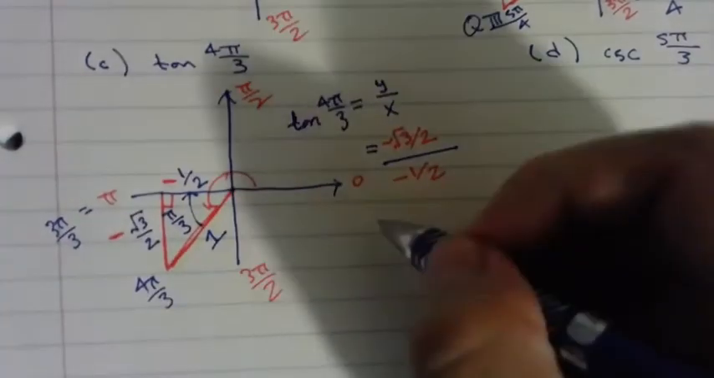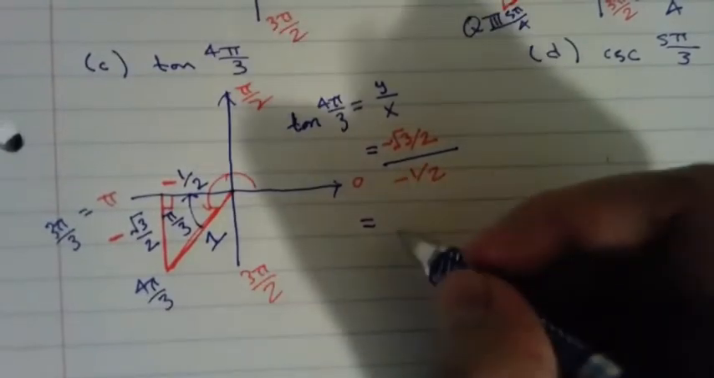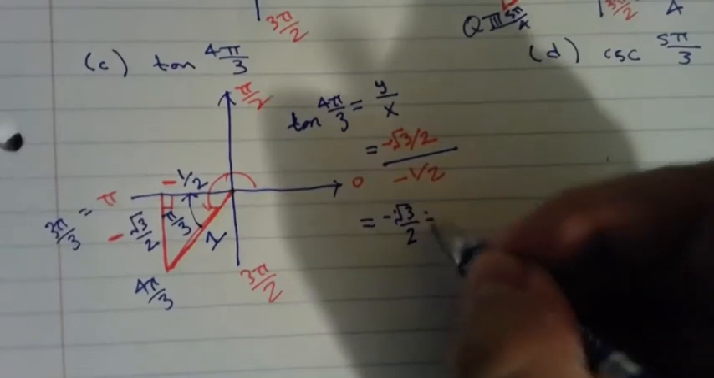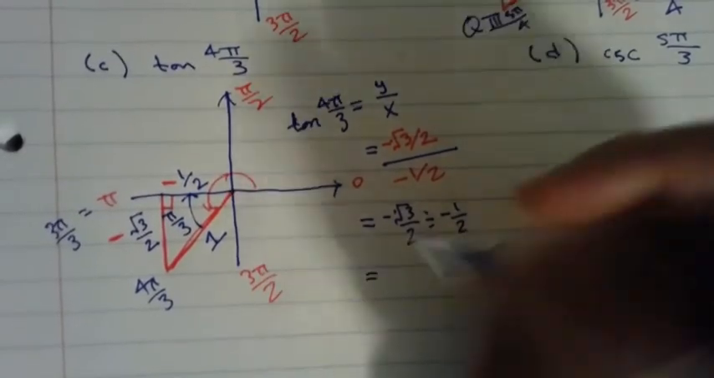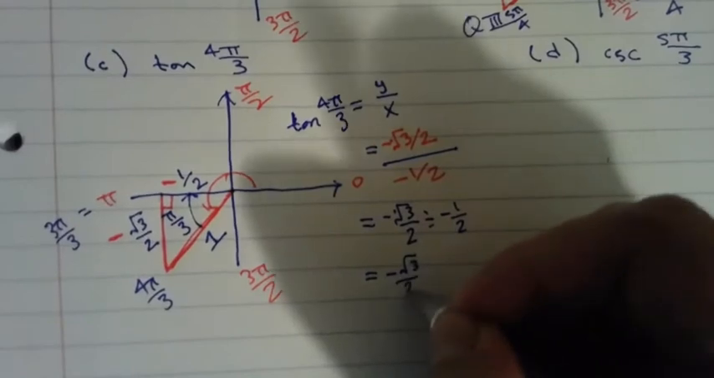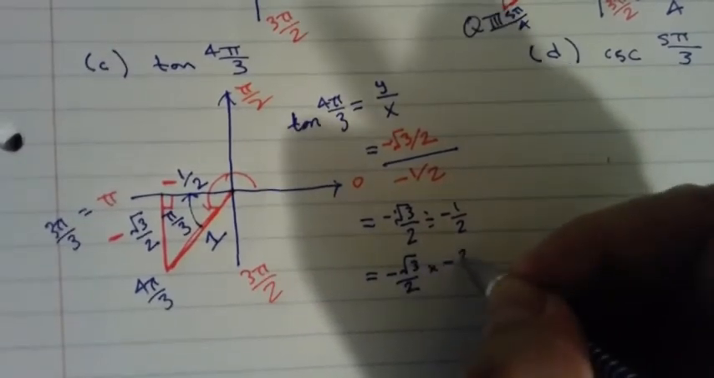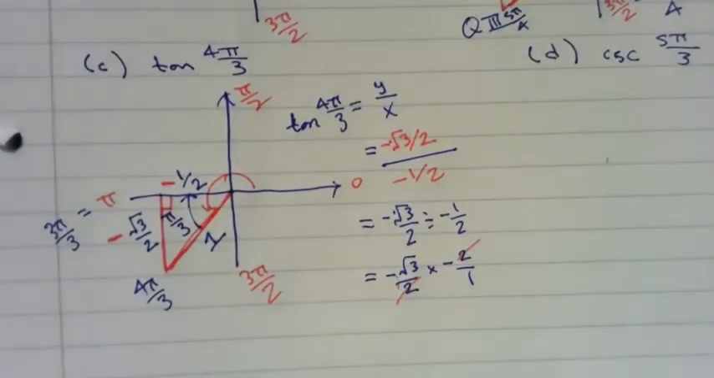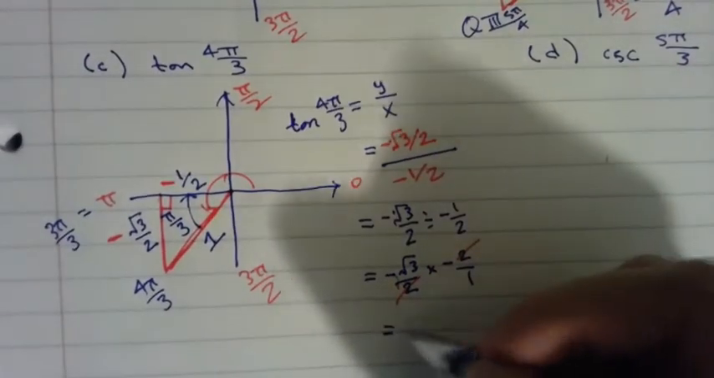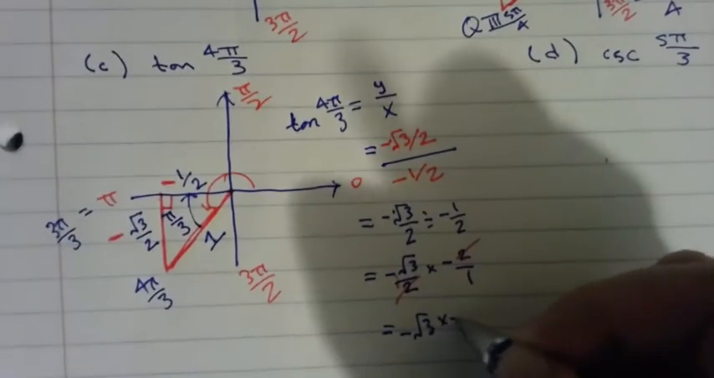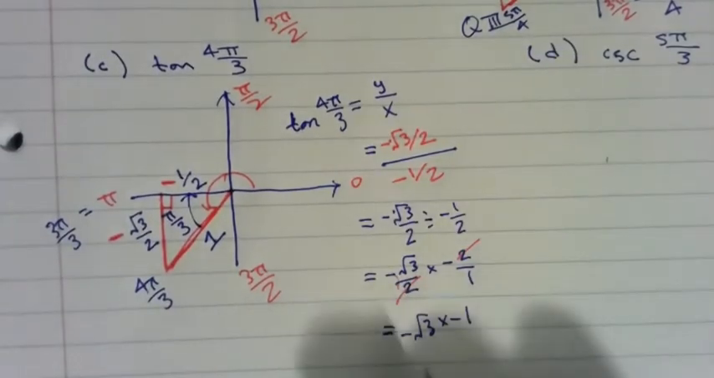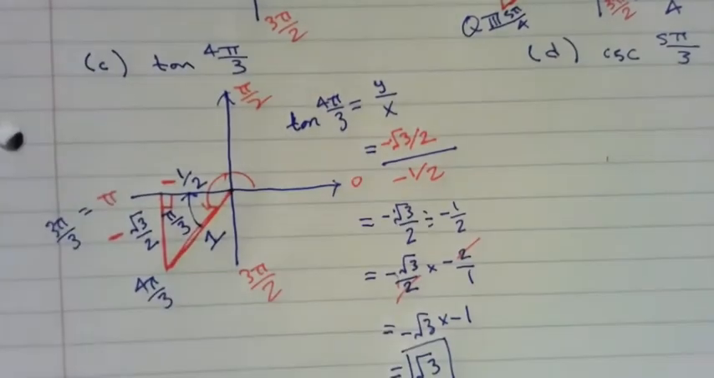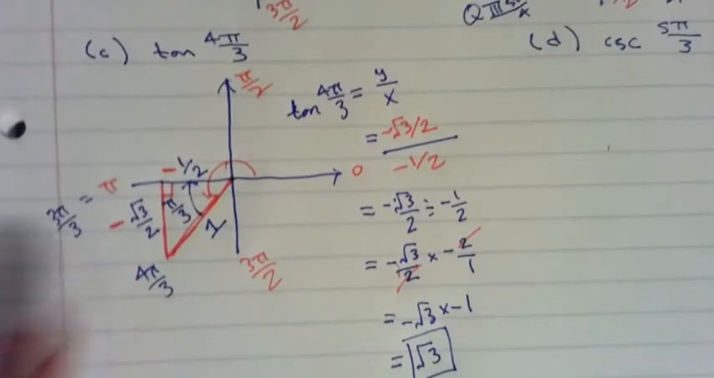And so if you do your math, you get negative square root of 3 over 2 divided by negative 1/2, right? Again, you flip it, so you get negative square root of 3 over 2 times negative 2 over 1. So this cancels, that cancels, and so now you get negative square root of 3 times negative 1, and hopefully you can see that negative times negative gives you positive, so you get square root of 3. And that's it. That's your answer, square root of 3.